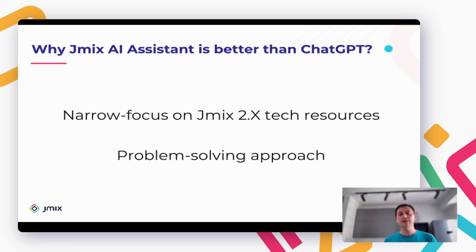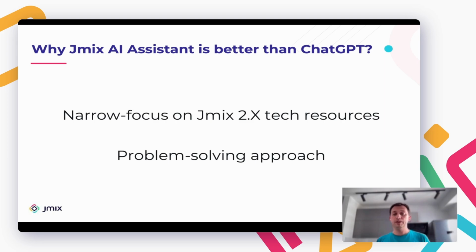So definitely Jmix AI Assistant is the augmented ChatGPT, which doesn't try to find answers from its pre-trained model. We use ChatGPT and its LLM for building a thinking process and for extracting the most relevant information out of all resources which we've provided for this AI assistant, represented in the vector database.